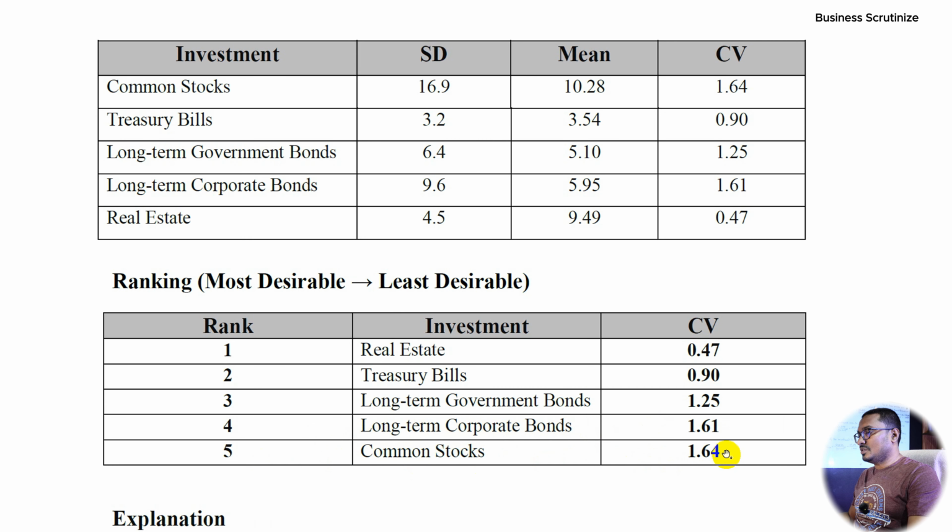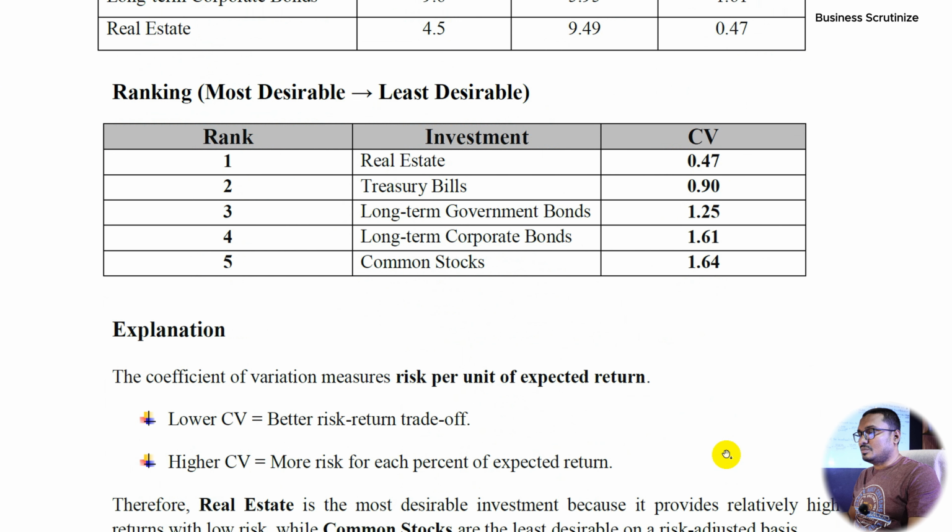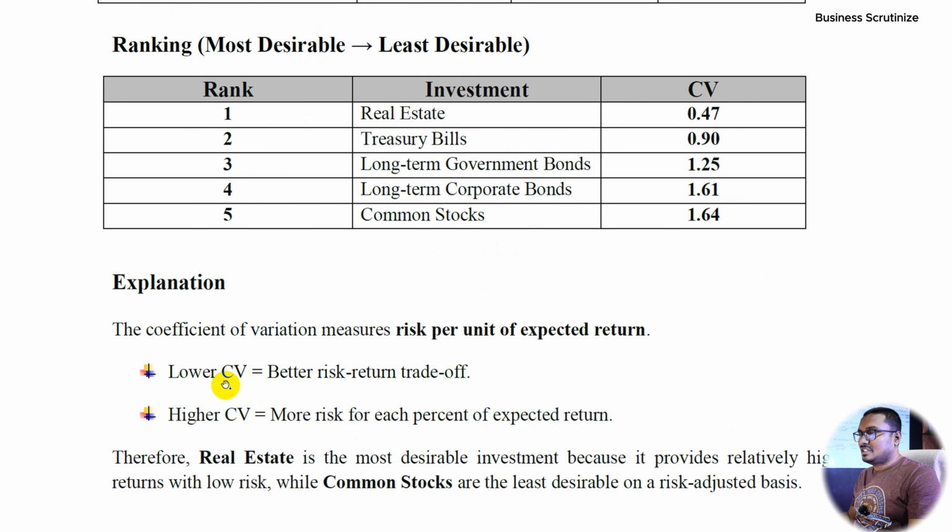Now if we want to explain, the coefficient of variation measures the risk per unit of expected return, as I mentioned earlier. So a lower CV means a better risk-return trade-off, and a higher CV means more risk for each percentage of expected return. Therefore, real estate is the most desirable investment because it provides relatively high return with low risk, while common stocks are the least desirable on a risk-adjusted basis.